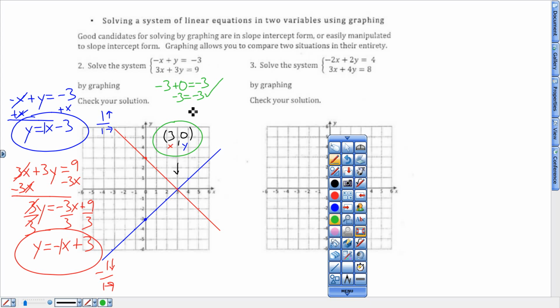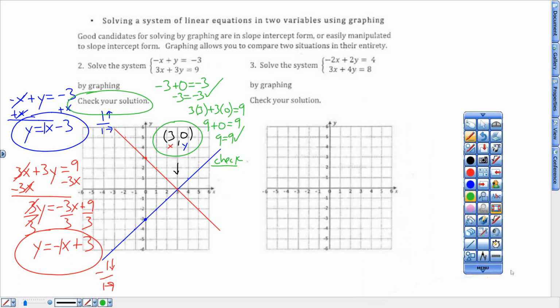So here I go. I got 3 times 3 plus 3 times 0. Is that give me 9? And I could see that gives me 9 plus 0. That is another 9 equals 9. That one worked. That is the check right there. Plugging it back in, checking your solution. All right, here we go.